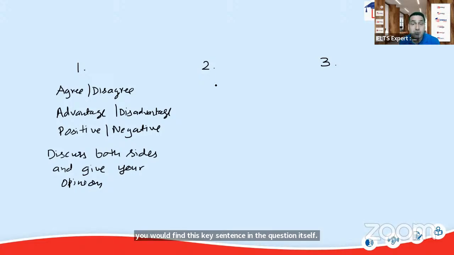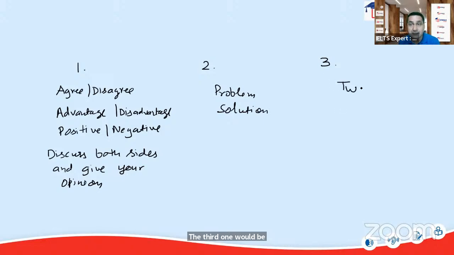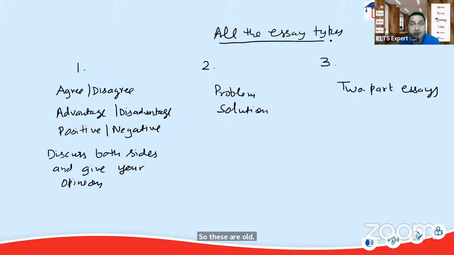The second one would be problem and solution, like the first topic that we looked at. The third one would be two-part essays, or two question marks, basically. So these are all the essay types. Now, each type requires a different approach. So if you have a look, all the essay types.